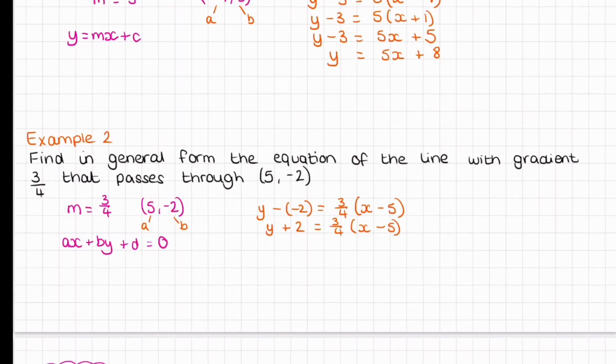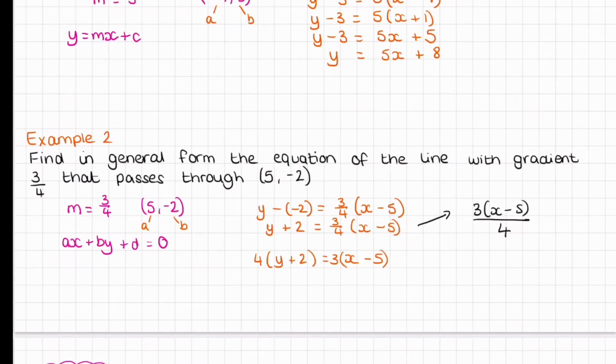Now from here, when we want the general form, we don't want any fractions, so we've got this 3/4, which is going to become a bit of an issue. But because this is 3/4 times by the brackets, you could actually rewrite this to look like 3 times x minus 5 in brackets all over 4. They're the same thing. So to get rid of that divided by 4, we can times the other side by 4. So we'll get 4 times y plus 2 equals 3 times x minus 5. And we've still got to multiply the 3 out the front.